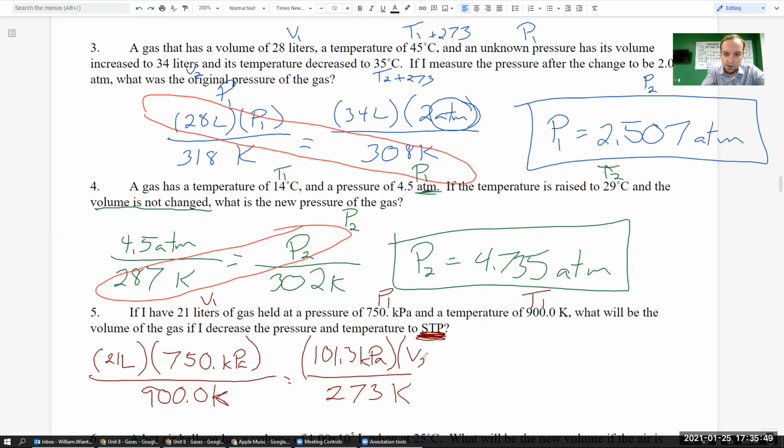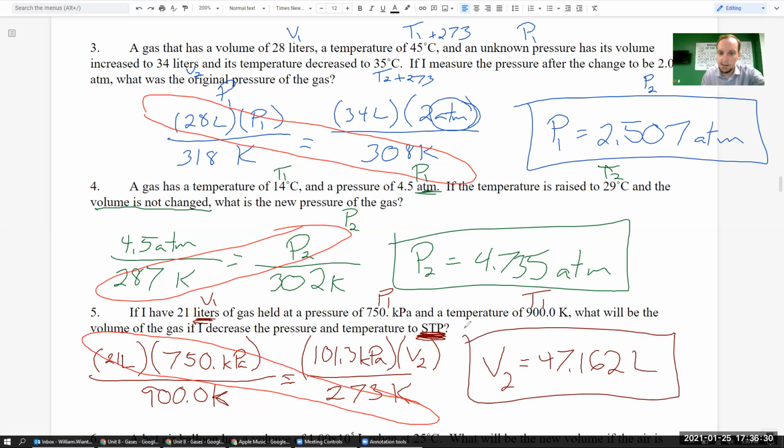What that means is we're looking for V2 because remember, there is no standard volume. That does not exist. So again, just like I've been telling you before, I'm going to multiply by my long diagonal that I have all three. So 21 times 750 times 273. Then I'm going to divide by the other two. Divide by 900, divide by 101.3, and I get my V2 comes out to be 47.162. Again, volume. The other volume we were given is in liters, so this volume will also be in liters.